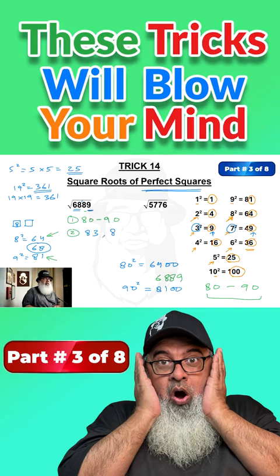And it can be 87. If we square 87, the answer will end in 9. Okay. That's step 2. Now we came down to only two numbers out of 10. And the third and final step is, we know that the number is between 80 and 90, right? This number 6889 is between 80 squared and 90 squared, right? So the number in between, the middle number, is 85.